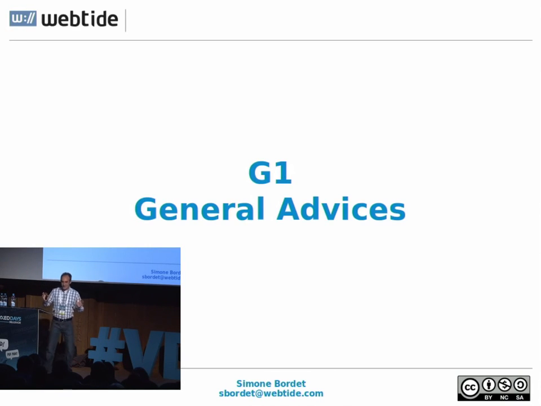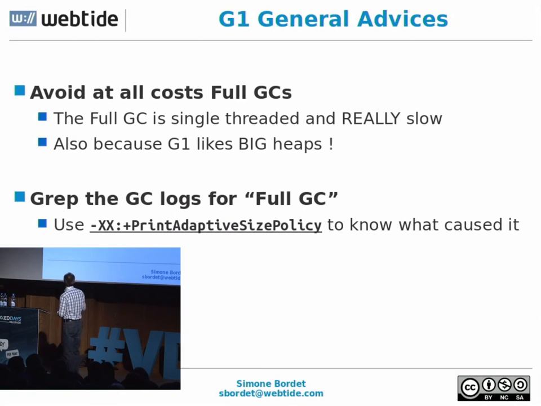We are done with the algorithms. Let's go into some practical advice now. All right, so what do you have to do? The first thing is to try to avoid at all cost that G1 goes back into full GC mode. It is incredibly slow. It is even worse because G1 is supposed to be used with big heaps, right? So if you go to full GC, and there are cases, we'll see them, where you can go there, then it is going to be painfully slow. Okay, you absolutely don't want to go there.